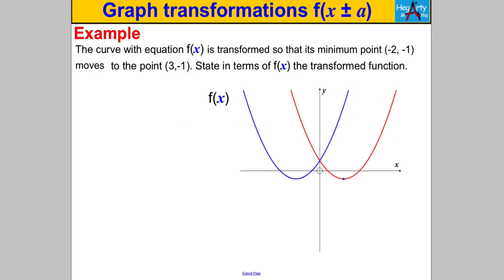And the very last one, pause the video, have a think. Well, this time it gives us f of x and it says it is transformed so its minimum point, -2, -1, which must be this point here, moves to the point 3, -1. So moves to this point here, which is going to be 3, -1. It says state in terms of f of x the transform function. This point seems to have moved 5 units in that direction, so this curve here must be the graph f of x take away 5. Remember, subtracting 5 makes you move the whole graph 5 units to the right.